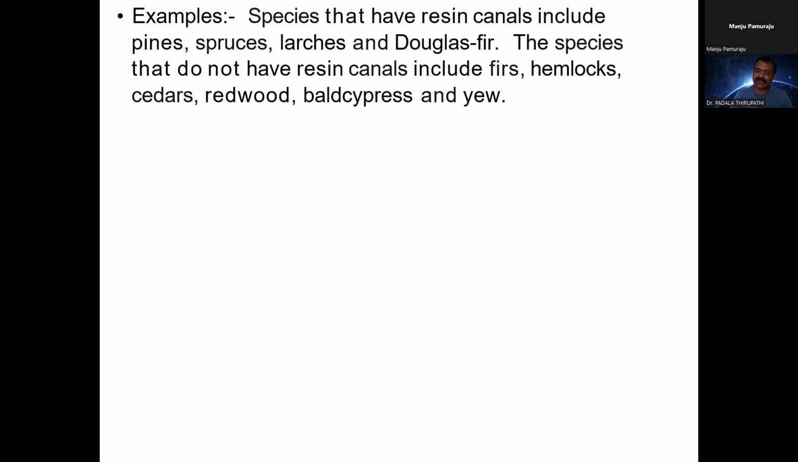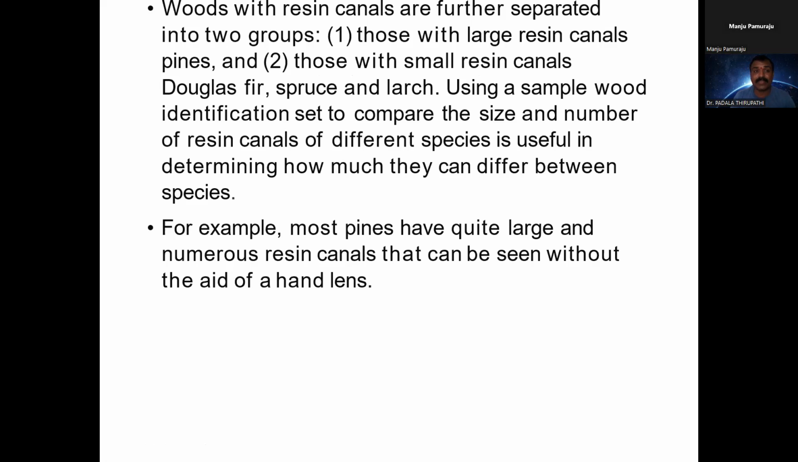Species that have resin canals include pines, spruces, larches, and Douglas fir. The species that do not have resin canals include firs, hemlocks, cedars, redwood, bald cypress, and yew. So these are some of the examples of woods. Wood with resin canals is separated into two groups: those with larger resin canals, seen in pines, and those with small resin canals, Douglas fir, spruce, and larch.